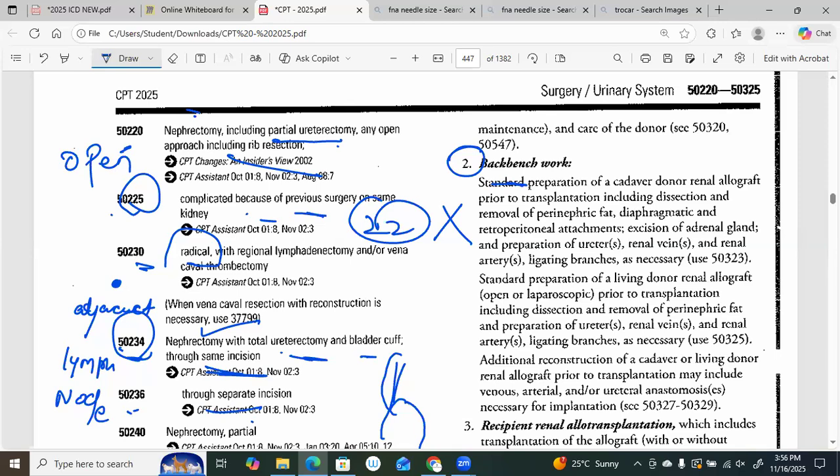Not just perinephric fat, we have to see if there are any retroperitoneal attachments. We have to excise those. We have to remove those. If there are adrenal glands, we have to remove that. We have to prepare the ureters, renal veins, or any adjacent arteries, any adjacent vessels. So that includes the backbench procedure, and we have to bill these procedures with the backbench procedure code only.